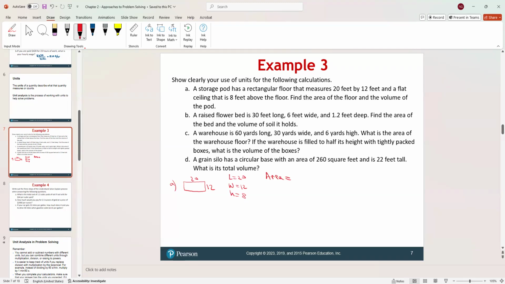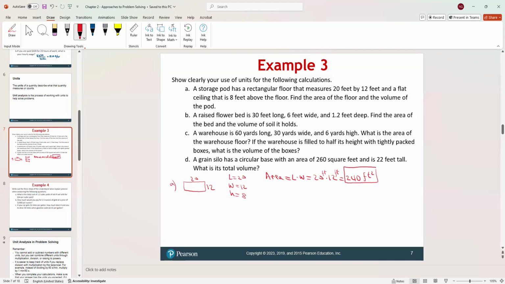Yes, the area of a rectangle is length times width. So 20 times 12, that would give us what? 20 times 12 gives you 240. 240 what? Is that meters? Is that feet? Is it inches? Is it yards? Because it's 20 feet times 12 feet. If you have feet times feet, it gives you what? Square feet. So that would be the area.